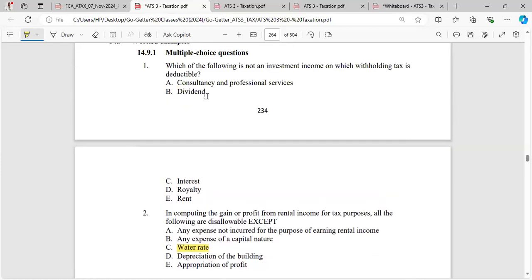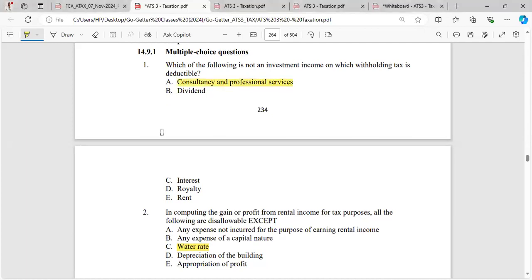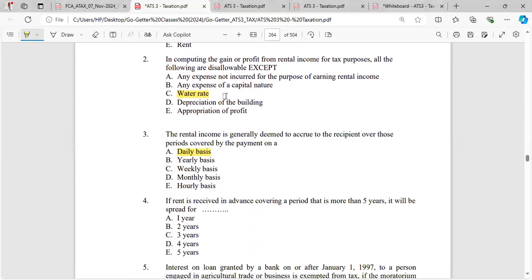Look at this one, number one. Okay, you're asking the question, please explain number three. I'll come back to number three. Which of the following is not an investment income on which withholding tax is deductible? Which one is not? Of course, dividend is, interest is, royalty is, rent is, and the answer is consultancy and professional service. Let's go back to number three.